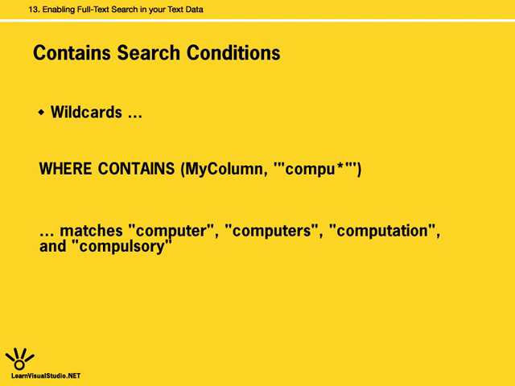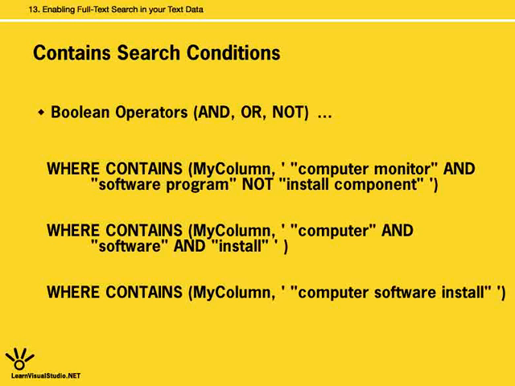First of all, you can use a wildcard. So in this particular case, we're looking for the prefix comp, and it would bring back computer, computers, computation, and compulsory. You can use and, or, not, and also the symbol representations of those, the ampersands, the pipe symbols, and so on. And you can see that there's really two different forms in these last two examples, where we're using and to search for those terms anywhere in the document, as opposed to a complete phrase, computer software install, in that final example there.